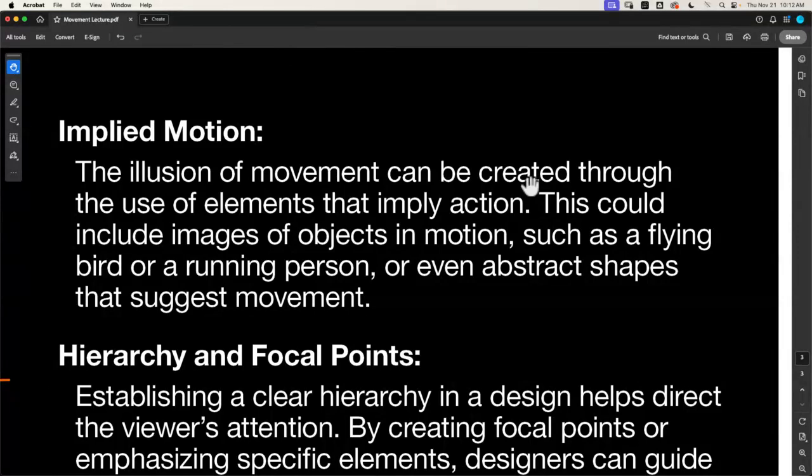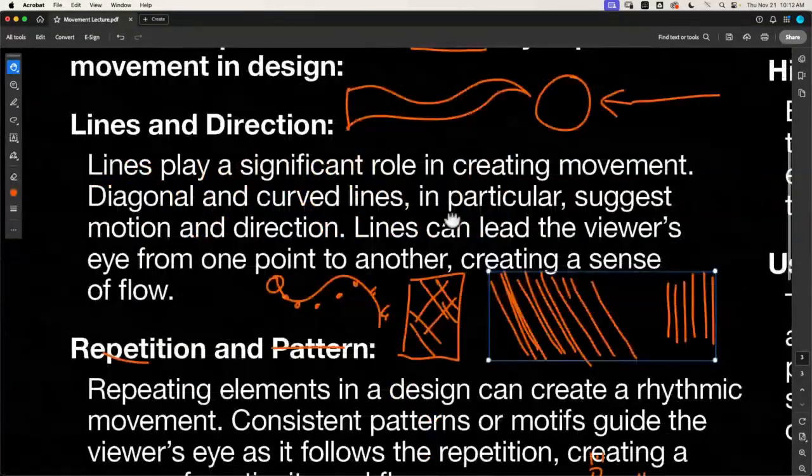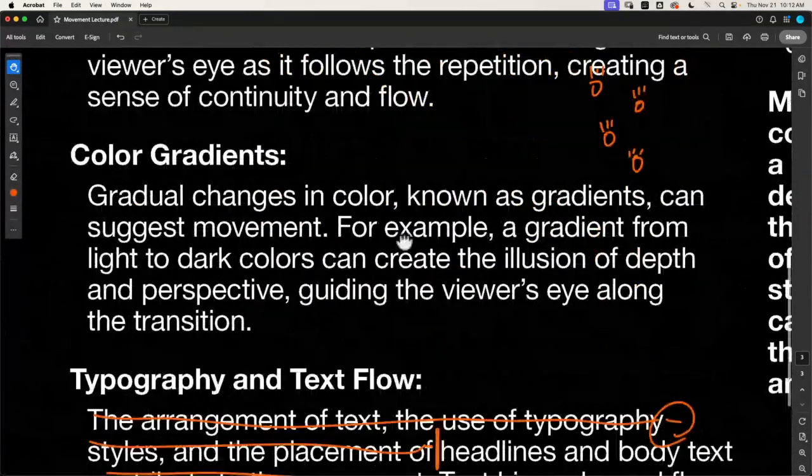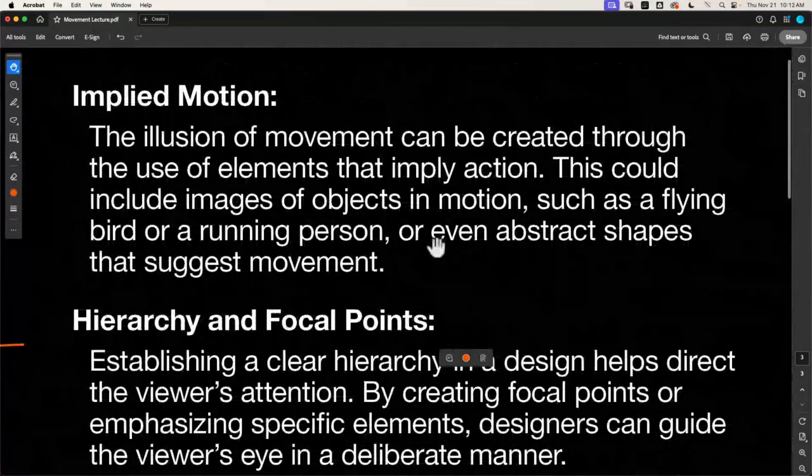The ones I have in here, I don't think there's a single blurred object in my examples, and that proves that implied motion is sometimes cooler and more interesting to look at in the way that it's designed, rather than a quick shot where everything's blurry and you say, that's how I'm implying motion, only blur. No, a lot of it can be done through everything we've talked about here: lines and direction, pattern and repetition, some color gradients, and typography and flow. All right.